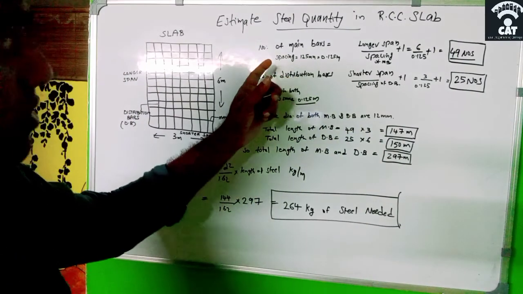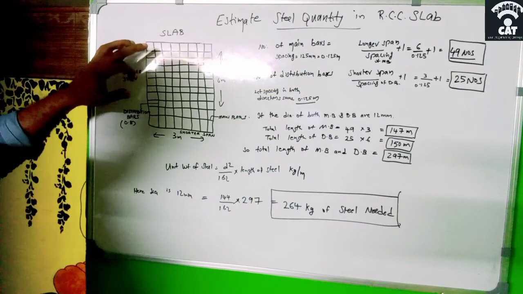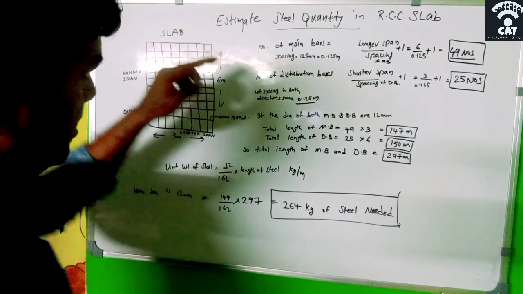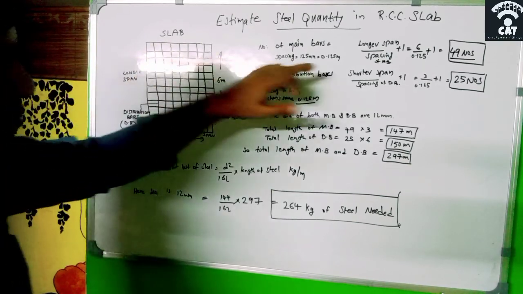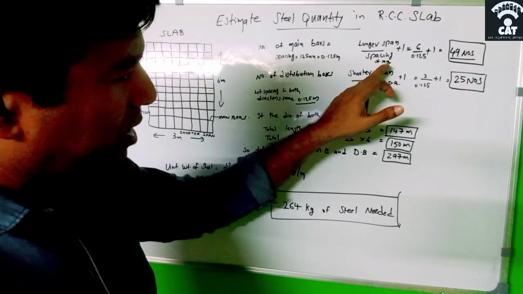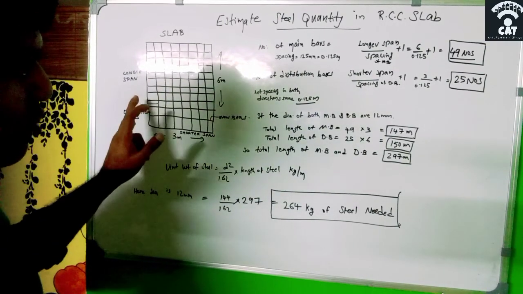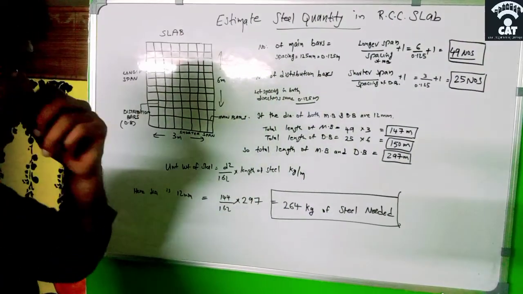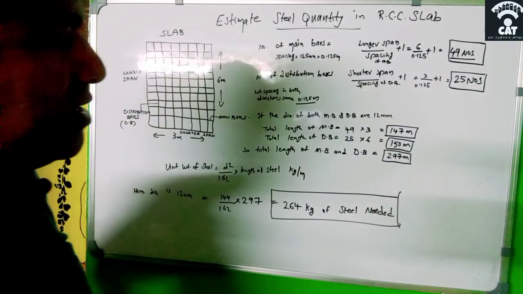So let us come to the point, the number of main bars. There is a formula for that. The number of main bars is equal to longer span by spacing, that is longer span 6 meter by the spacing between these main bars, that is 0.125 meter, plus 1. Longer span by spacing of main bar plus 1, that is here 6 meter, which is the longer span, by the spacing 0.125, plus 1 gives 49 numbers. That is, for this particular span of the slab, we have to provide 49 numbers of main bar.